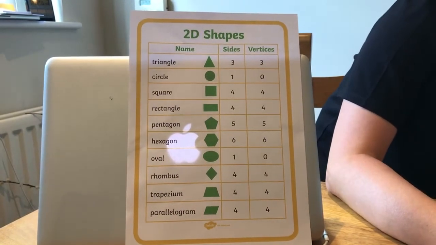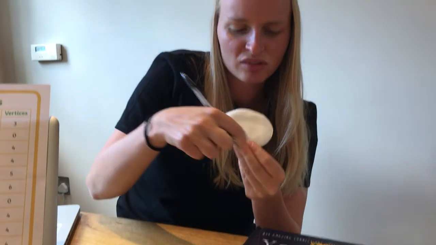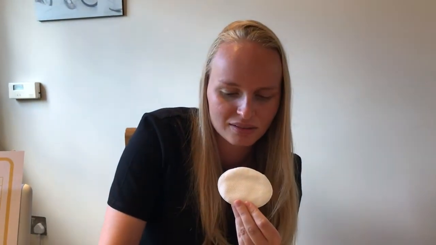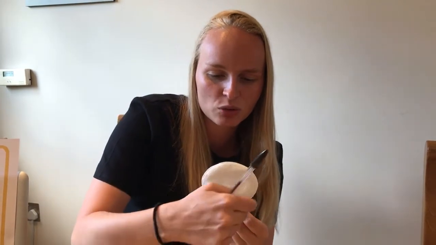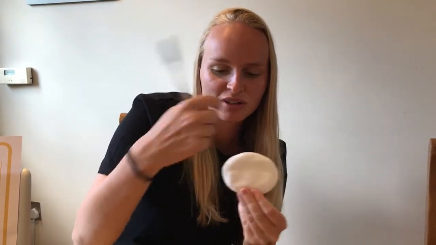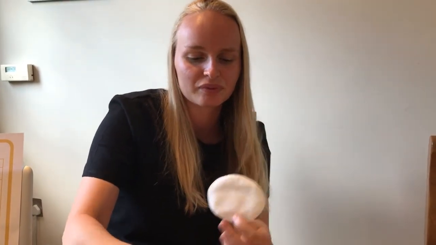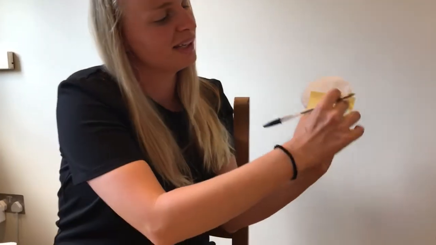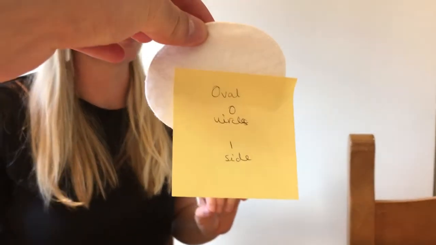Okay, how many vertices does that have? Does it have any corners? No. Again, 0 vertices. How many sides? Keep going until you meet a corner. We never meet a corner, so it's just one side. Okay. Lovely. Oval, 0 vertices, one side. Okay. Quickly go through our last 2 items.